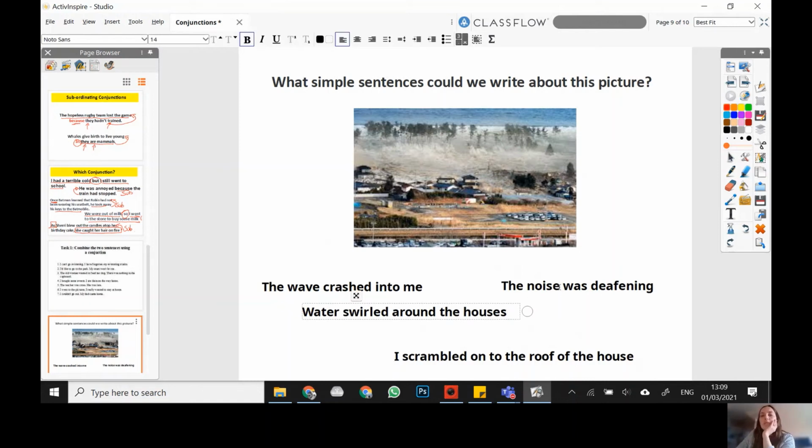Let me move this one. What else might we be doing? You can have a think. What would you add? What other sentences could I come up with?